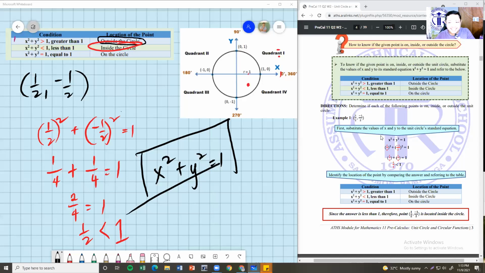So again, just to reiterate before we move on to the continuation, there are lots of ways to find the location of your point. Either you graph it, if you can graph it, or you substitute it into the equation of the unit circle, which is x squared plus y squared. Okay, that's it.